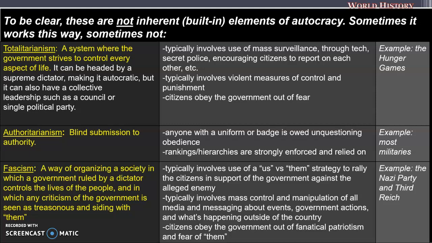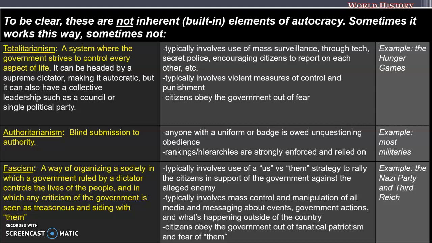So when you think about a totalitarian state, if you look in the second column here, you can think about things like mass surveillance or secret police, or encouraging citizens to report on each other. It can involve violent measures, and many times there can be elements of fear, all right? And so I even put in the Hunger Games, as we all probably are aware of that, as this idea of a totalitarian government.